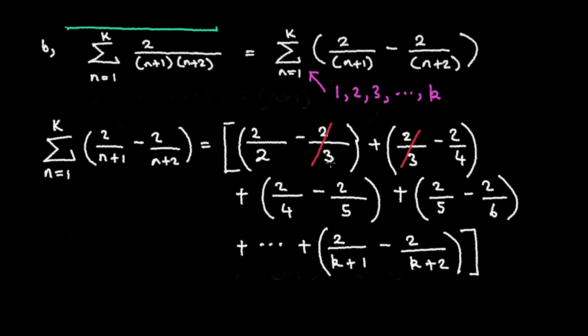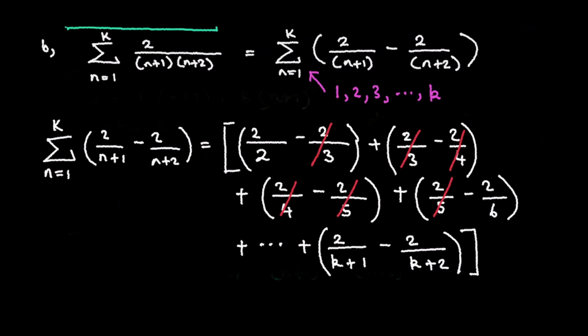Minus 2 over 3 plus 2 over 3 is 0, that is the cancellation. Minus 2 over 4 cancels with the 2 over 4 here. Minus 2 over 5 cancels with the plus 2 over 5 here. So this pattern is happening where everything else is cancelling the other.